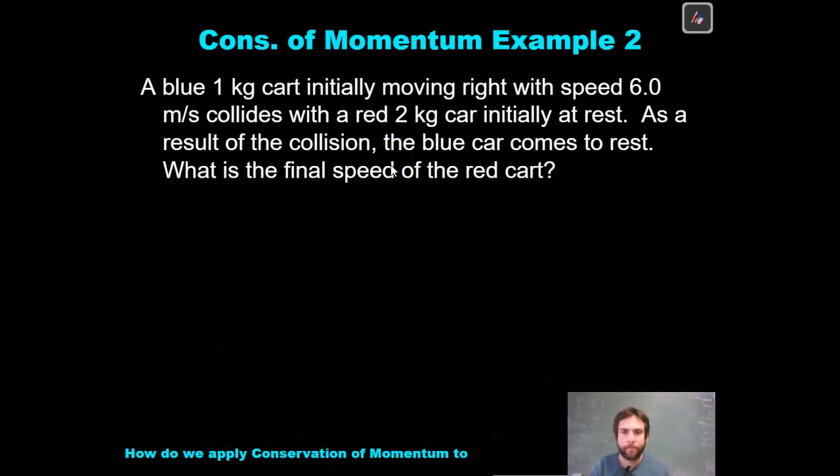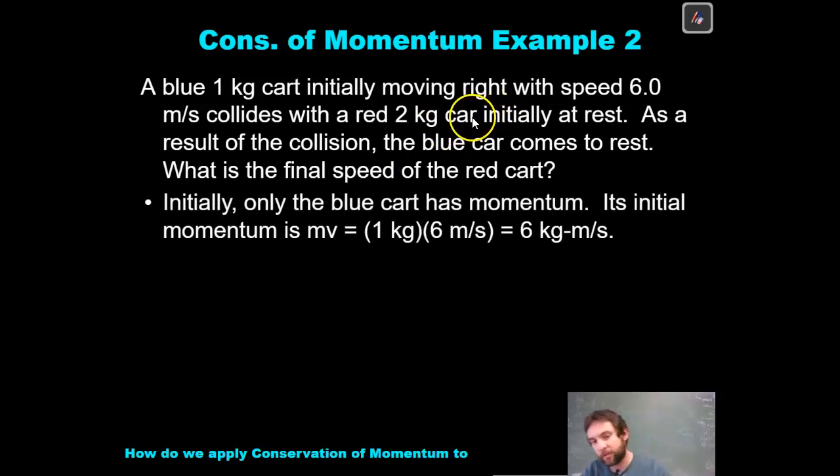Perfectly inelastic. Here's another one. A 1 kilogram cart, initially moving to the right with a speed of 6 meters per second, crashes with a 2 kilogram car initially at rest. As a result of the collision, the blue car comes to rest. What's the speed of the red car?